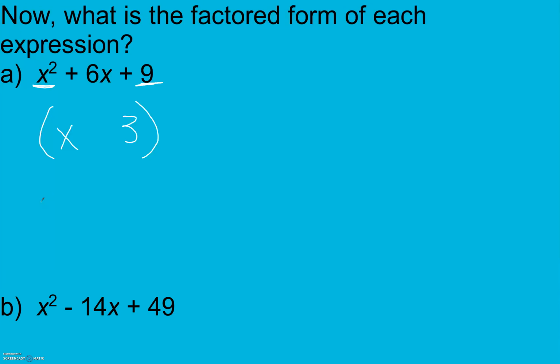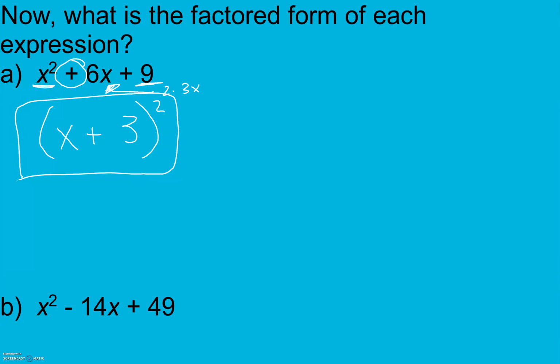Now, we have to double check. We can't just say, yep, this is a perfect square trinomial. We have to double check that when we multiply those together and double it, 6x matches 6x. Since it does, we take the sign of our middle term and square it. And this is our perfect square.